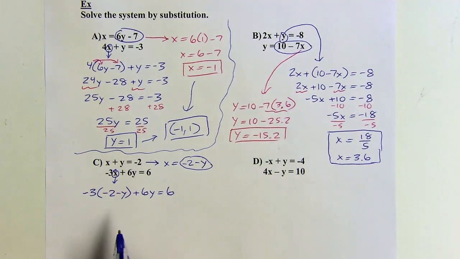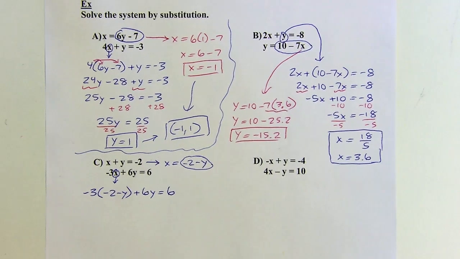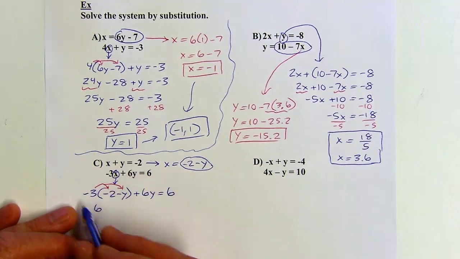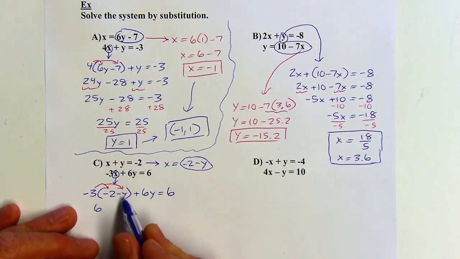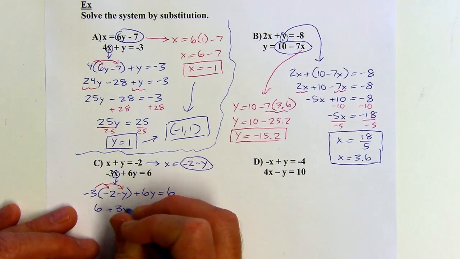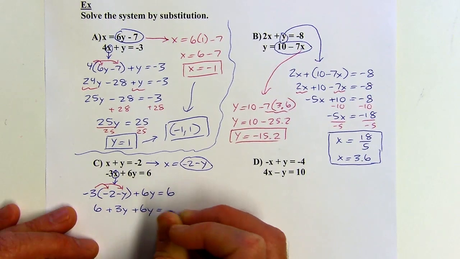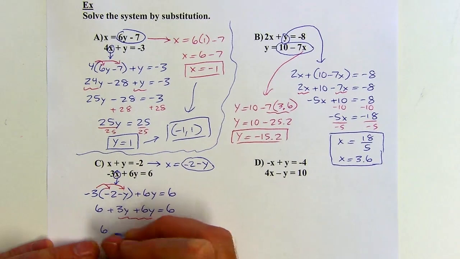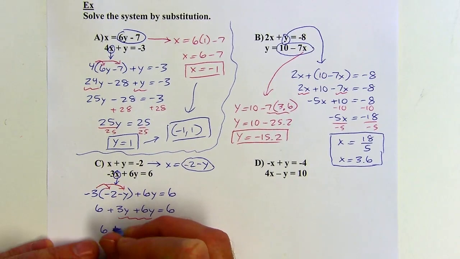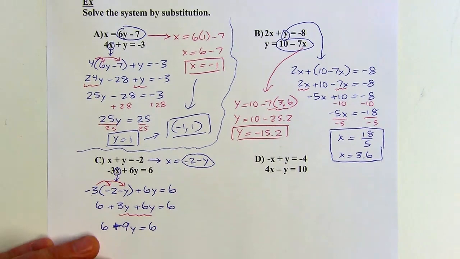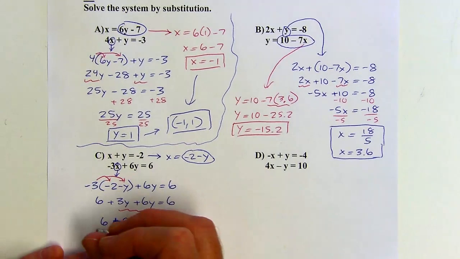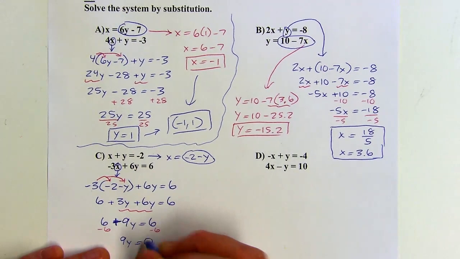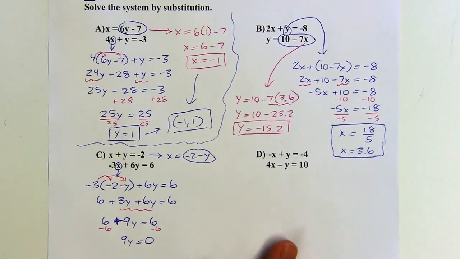Now I've got an equation that only has y, so I should be able to solve this for y. So let's start by distributing here. -3 times -2 is 6. -3 times -y would be 3y. Okay, let's start combining like terms here. 6 plus 9y equals 6. And now we'll subtract 6 from both sides. 9y equals 0. And last step is going to be to divide by 9.